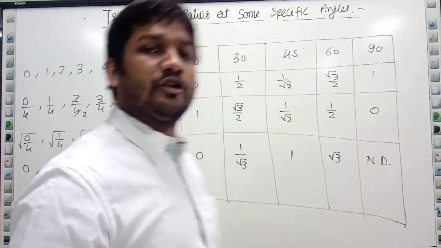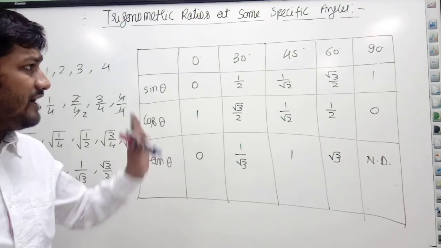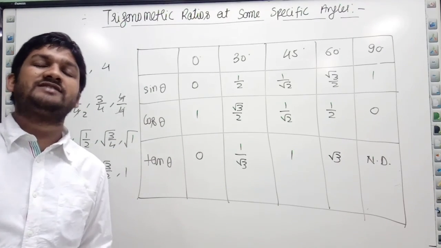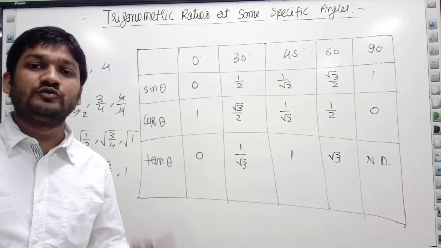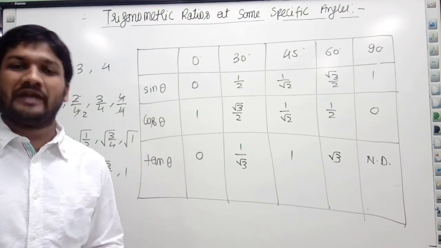So these are the trigonometrical ratios at some specific angles. I have explained how to remember the trigonometrical ratios, as well as how these values are found, meaning where they come from. That's all from this video. Thank you so much.